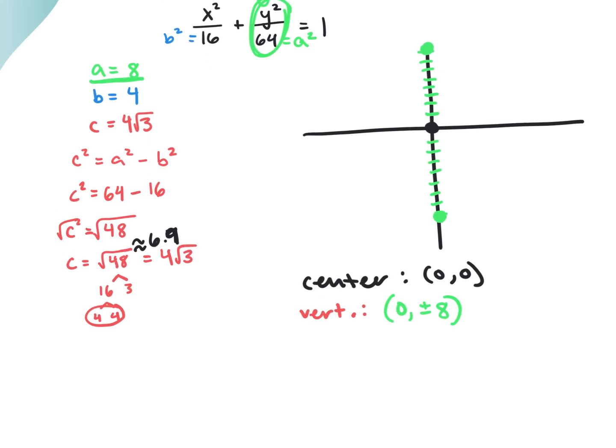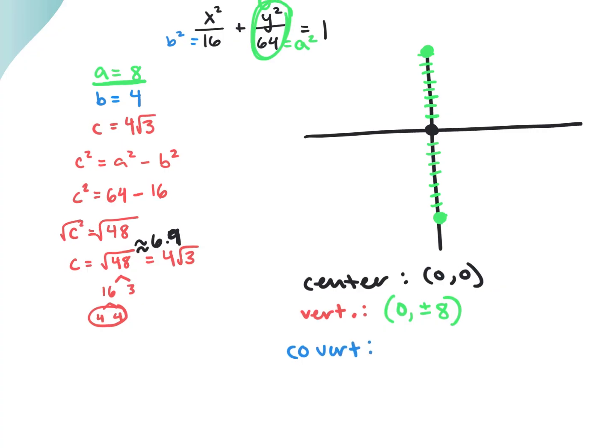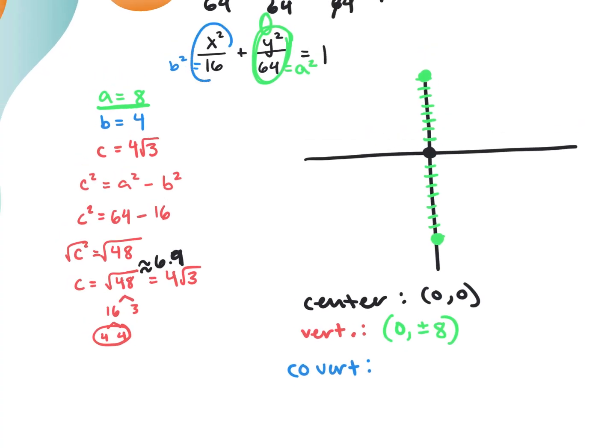Next, let's find our covertices. Covertices come from the B. And since B comes from under the x, we're going to move along the x-axis, whatever our B value is. We're going to move along the x-axis 4. So I'm going to go to the right 4 and to the left 4. So our covertices would be plus or minus 4, comma, 0. Because we moved along the x-axis, so our x value changed.